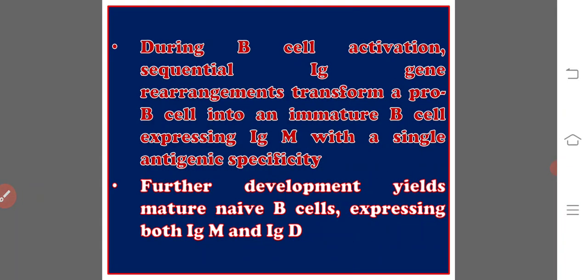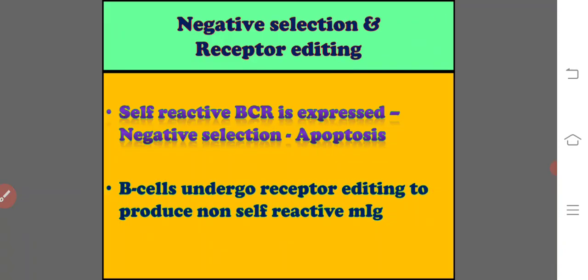Now during B cell activation, what happens? The sequential immunoglobulin gene rearrangements transform a pro B cell into an immature B cell. This immature B cell expresses IgM antibodies with a single antigenic specificity on the surface of the B lymphocyte, and thereby further development of the B cell yields the mature naive B cells expressing both IgM and IgD molecules. So this is the maturation of the B cells.